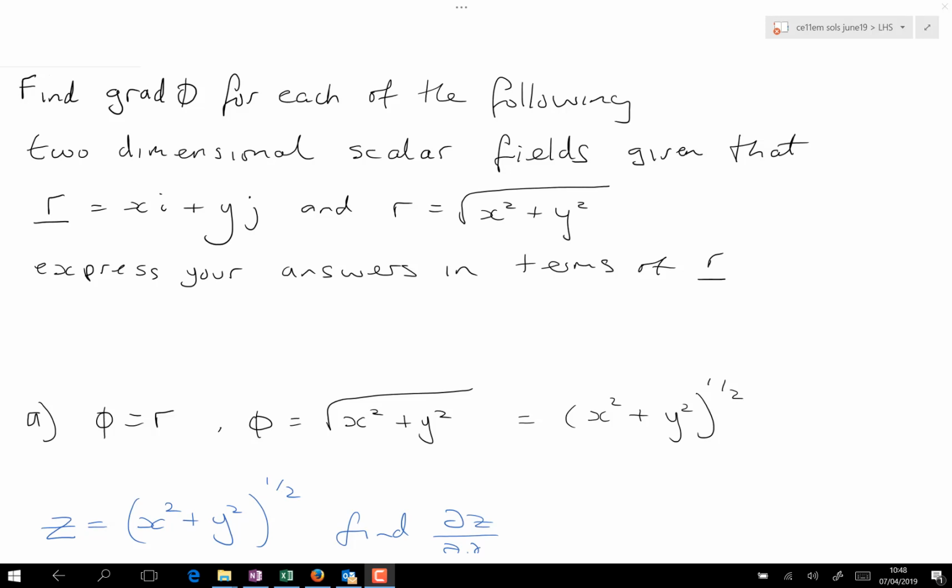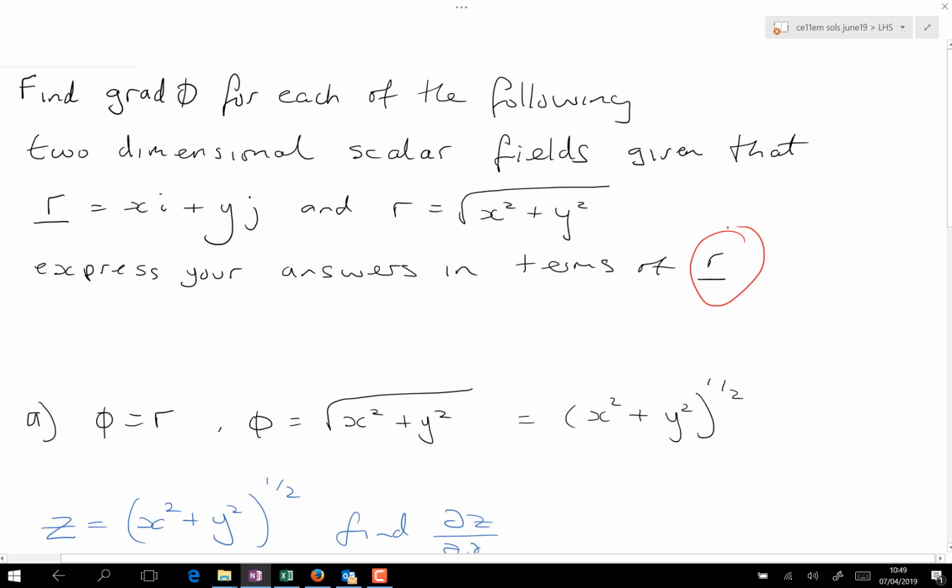A particular question from the lecture notes to do with finding the gradient. So this is question 2a, and it states the following. Find grad of phi for each of the following two-dimensional scalar fields, given that the vector r, denoted with r underline, equals xi plus yj, and r, which is scalar, no i's, j's, k's, etc., is just root of x squared plus y squared. And express your answers in terms of vector r.